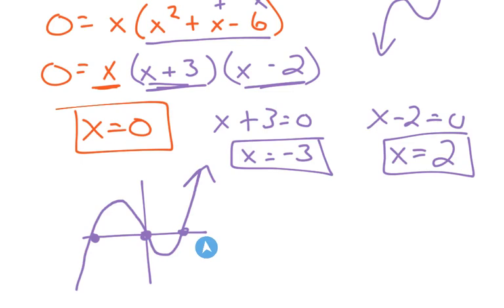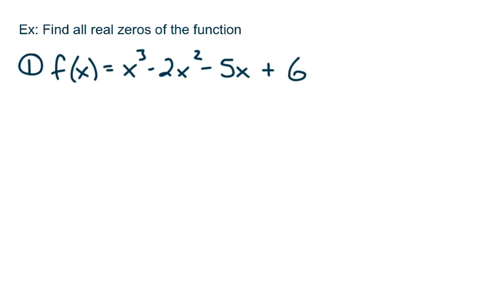Things like that. All right, so find all real zeros of the function. F of x equals x cubed minus 2x squared minus 5x plus 6. This one's a little different because none of the factoring methods in section 4.4 are going to work. Okay, yes, it has four terms, but this is not factorable by grouping. If we do the parentheses, it's not going to match. So what we need to do here is actually graph the function.